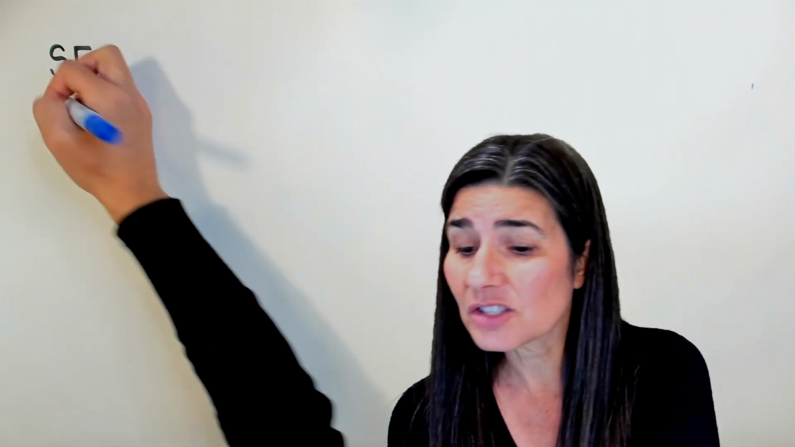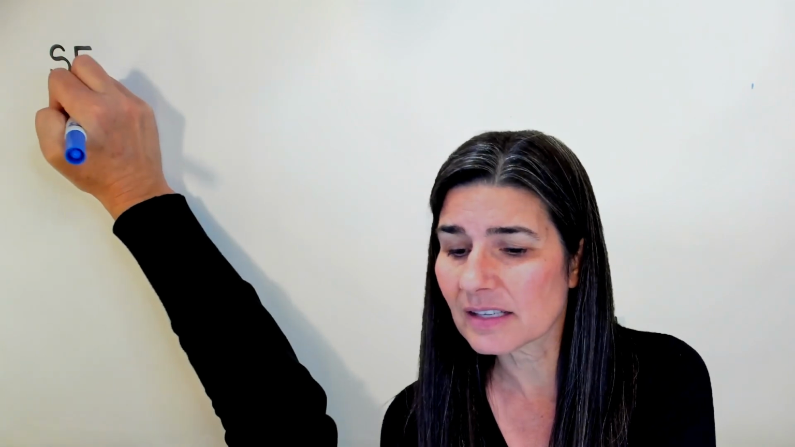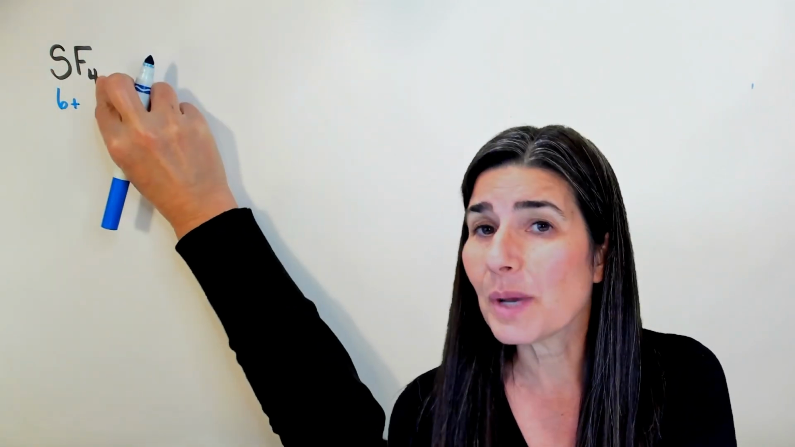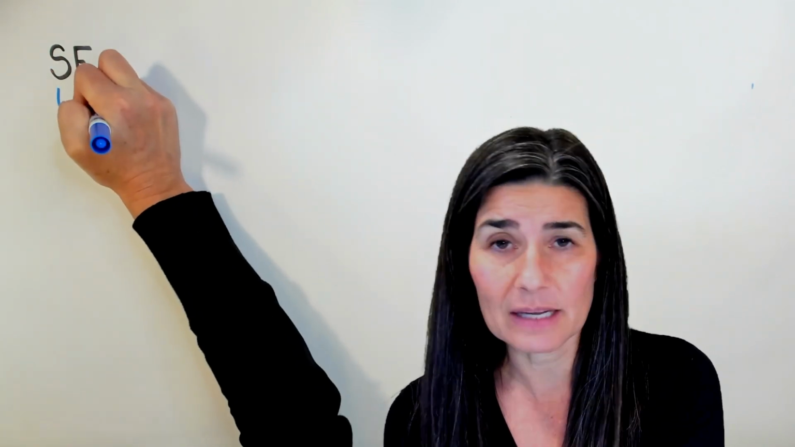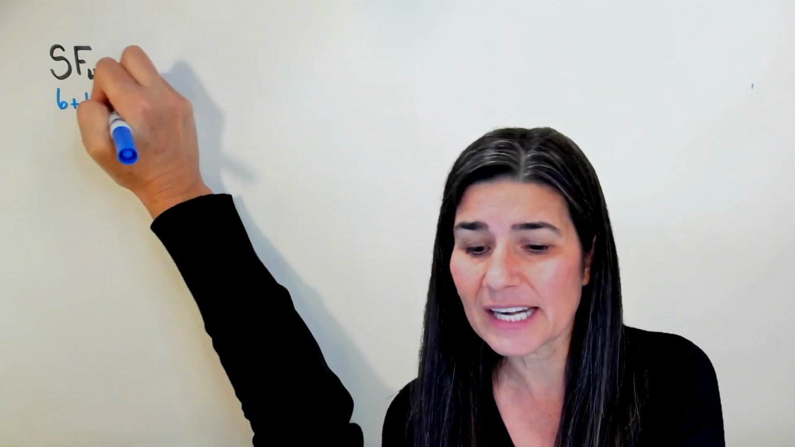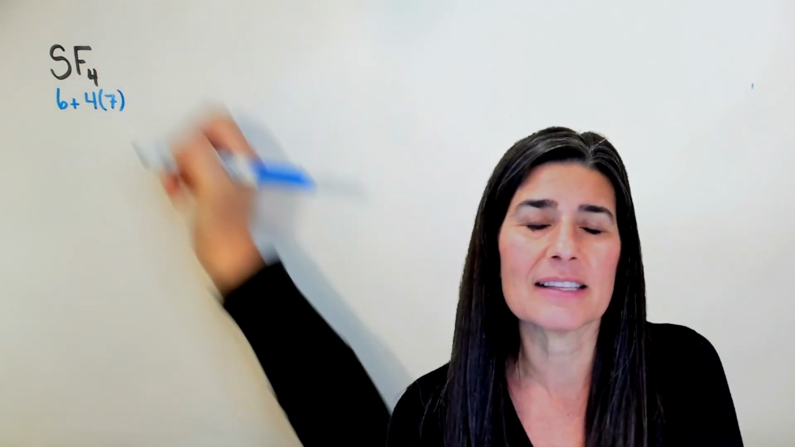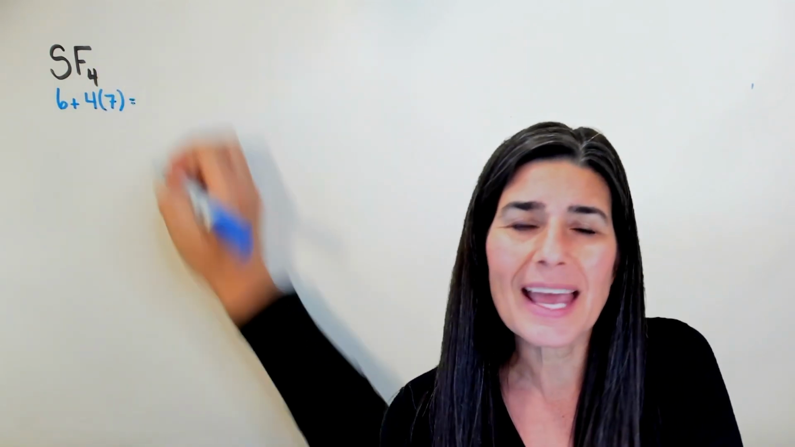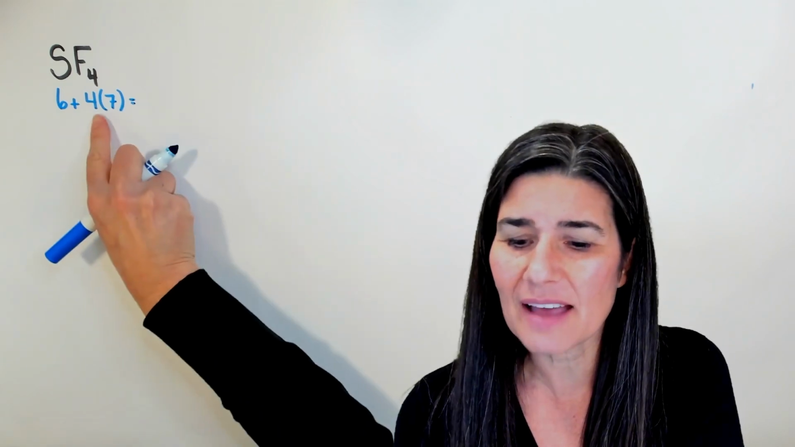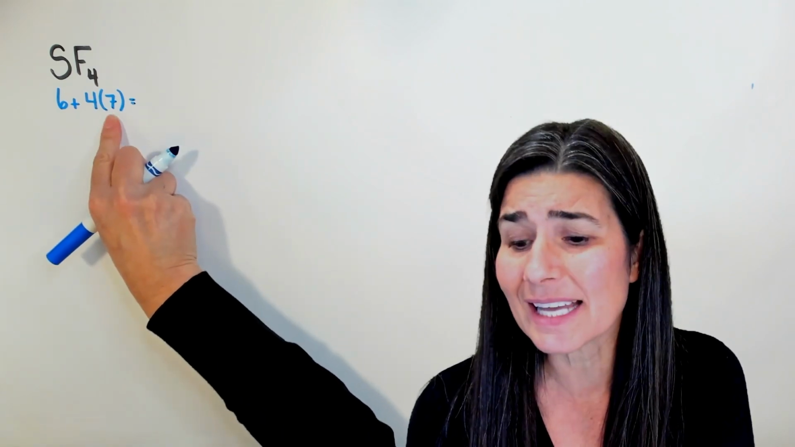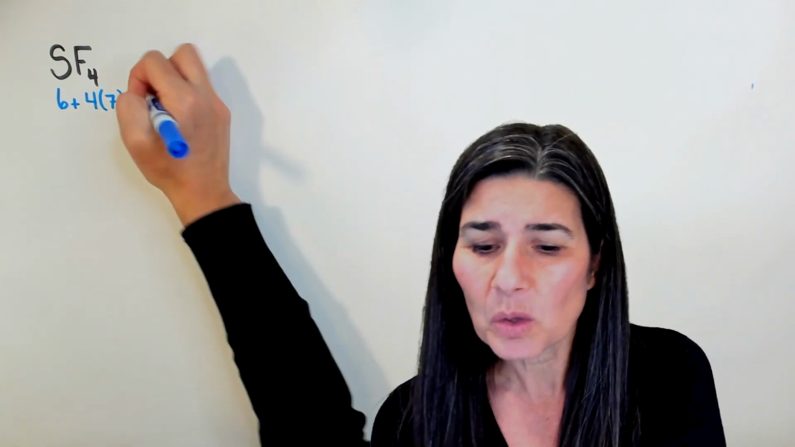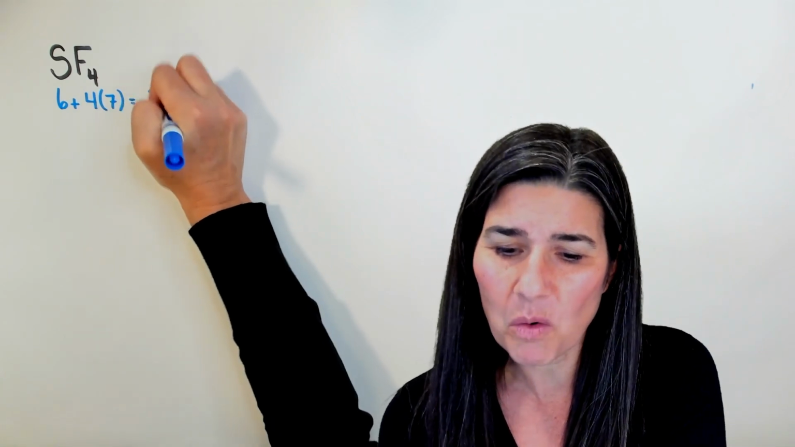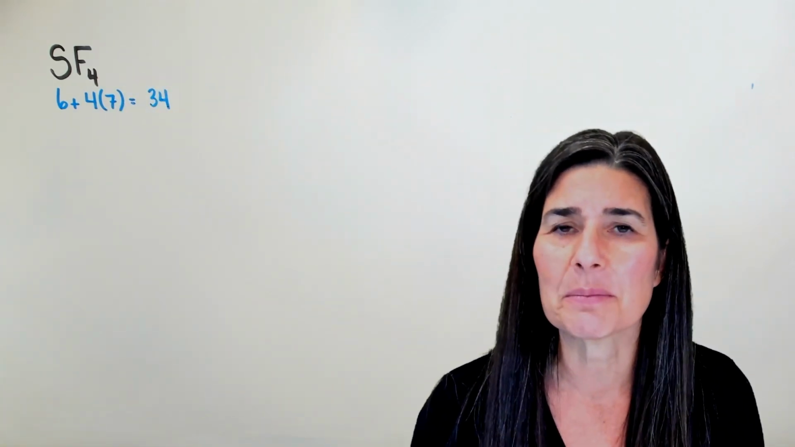We know that sulfur has 6 valence electrons, plus we have 4 fluorine atoms, and each of those fluorine atoms has 7 valence electrons. If we add that up all together, we have 7 times 4, that's 28, and 6 more, we have a total of 34 valence electrons that we get to play with.